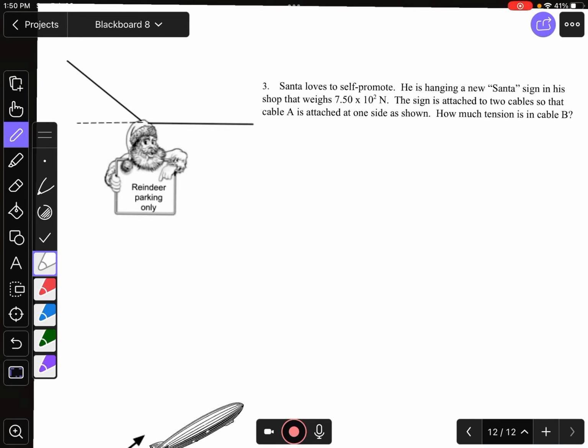All right, I have a sign here. It says Santa loves to self-promote. He is hanging a new Santa sign in his shop that weighs 7.50 times 10 to the 2 newtons. The sign is attached to 2 cables, so that cable A is attached to one side as shown. How much tension is in cable B?